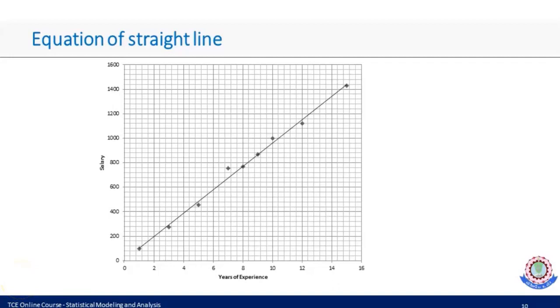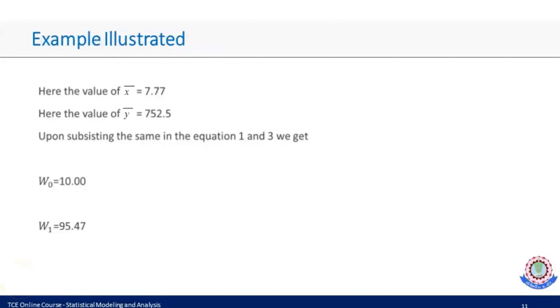Next, we have to calculate the value of mean corresponding to x and y. So with the given data, the mean value of x is found to be 7.77 and the mean value of y is found to be 752.5. Upon substituting the values in equations 1 and 3, we get the value of W0 to be 10.00 and the value of W1 to be 95.47 respectively.